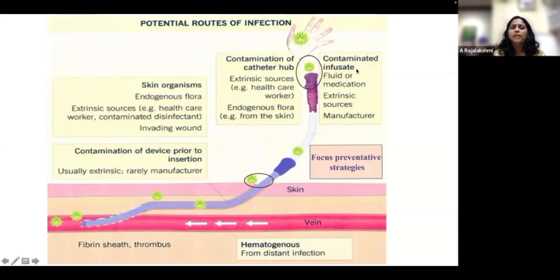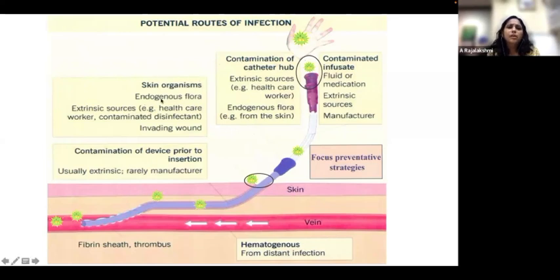The catheter can also be contaminated by a contaminated infusate, which can be in the fluid that you give, or in any of the medication that you use. The medication can be infected, or when it is administered, due to improper asepsis, the nurse can contaminate the infusate, and that is another source. So the most important thing is the hub care and the hand hygiene, which will be a major practice change that can be easily done to prevent catheter-related infection.